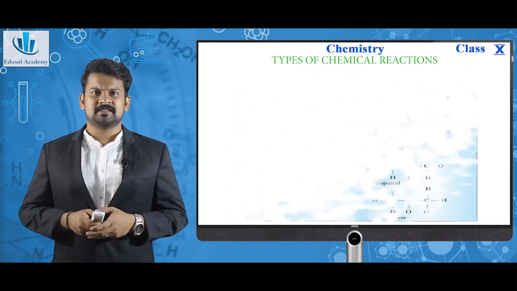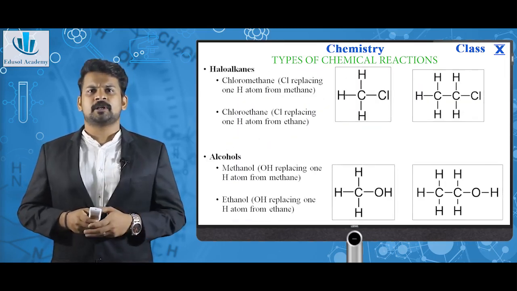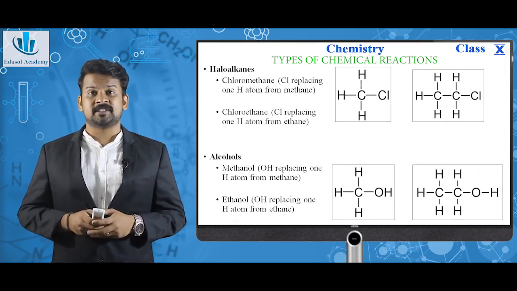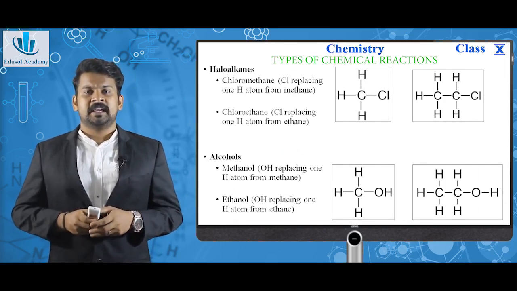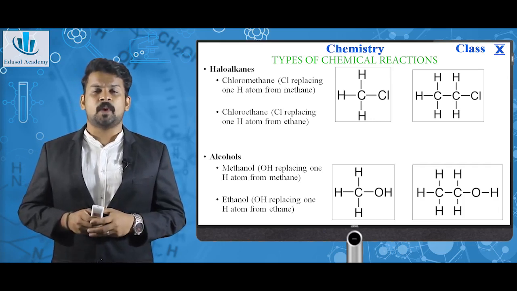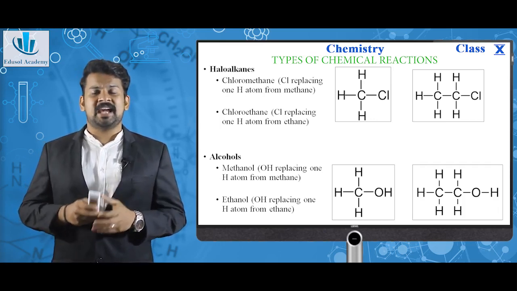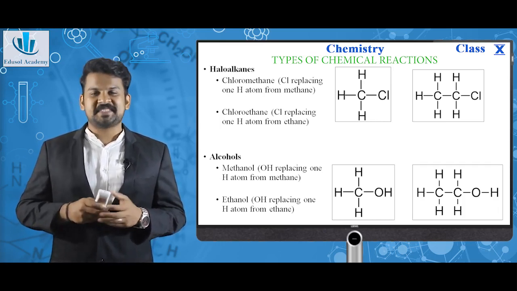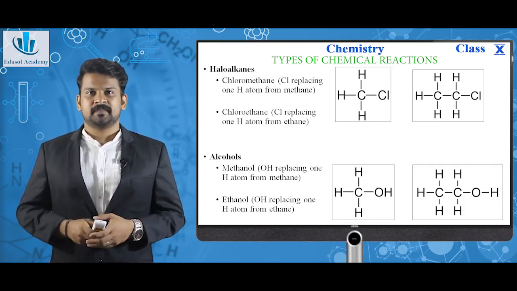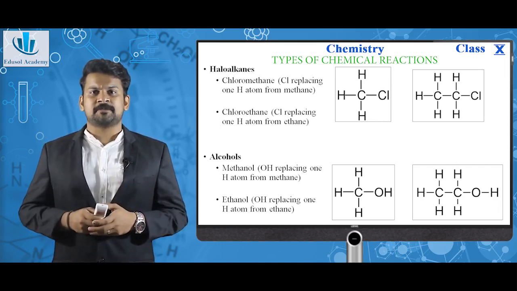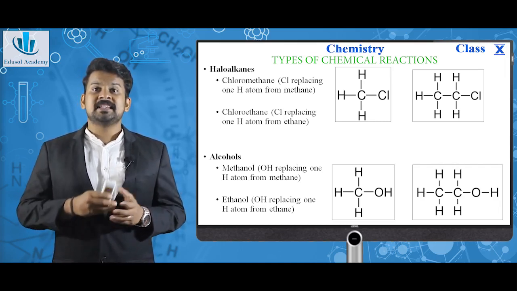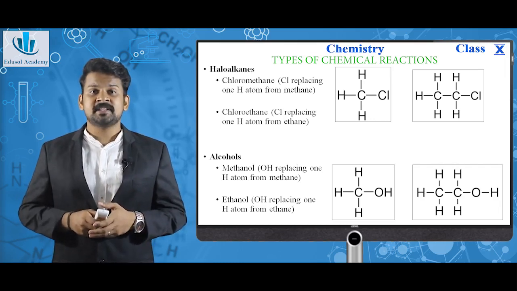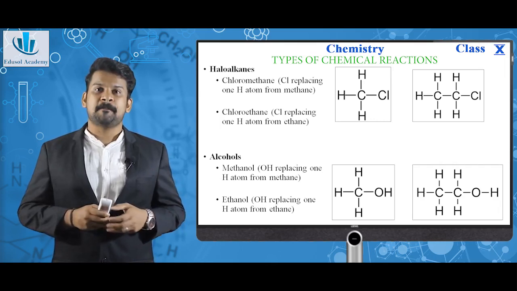For haloalkanes, the first one is chloromethane. If we recall the structure of methane, CH4, here one Cl has replaced one hydrogen atom, giving CH3Cl. So that is chloromethane. Same is the case with chloroethane. One hydrogen atom is replaced from the ethane molecule, forming CH3CH2Cl.